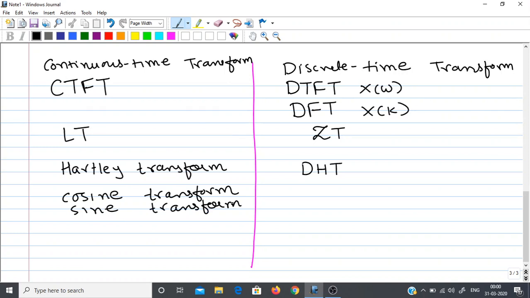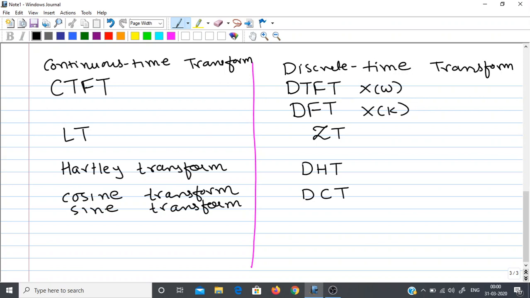And the discrete counterpart of the cosine transform is called the discrete cosine transform. It is used in some compression techniques. So, discrete cosine transform. Next transform.